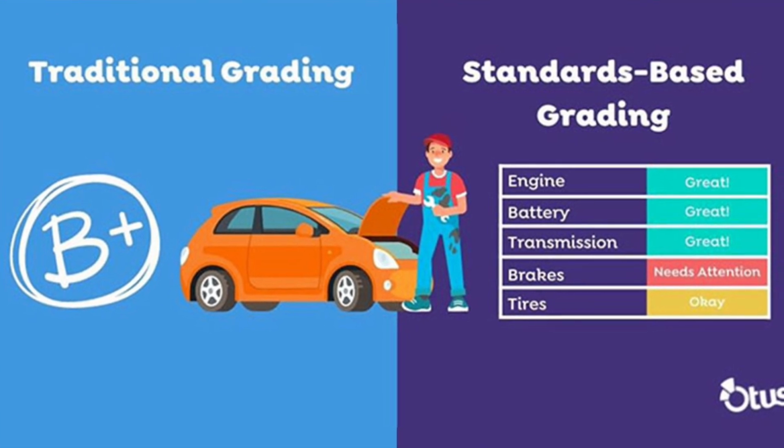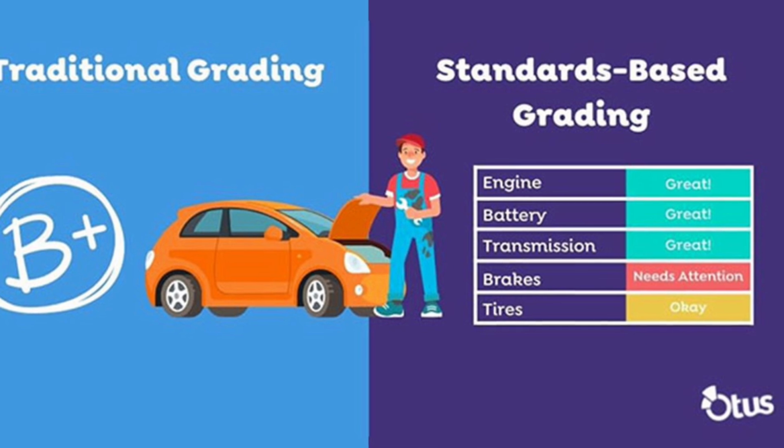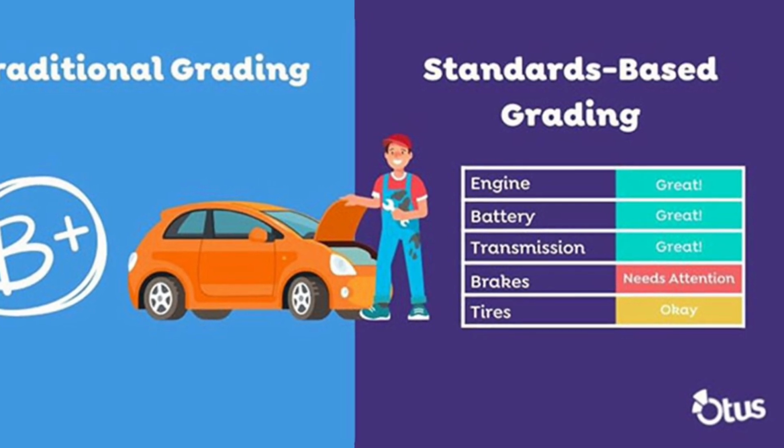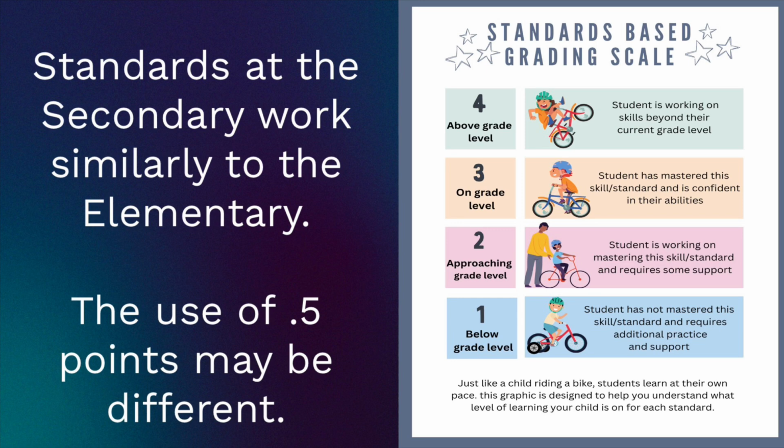In traditional grading, to say something is a B plus doesn't really give you a great idea of the specifics. And so you can see from our little example here, going through piece by piece works a lot better. The elementary's done this for years, and this is a grading scale that they use. And our standards work very similarly.